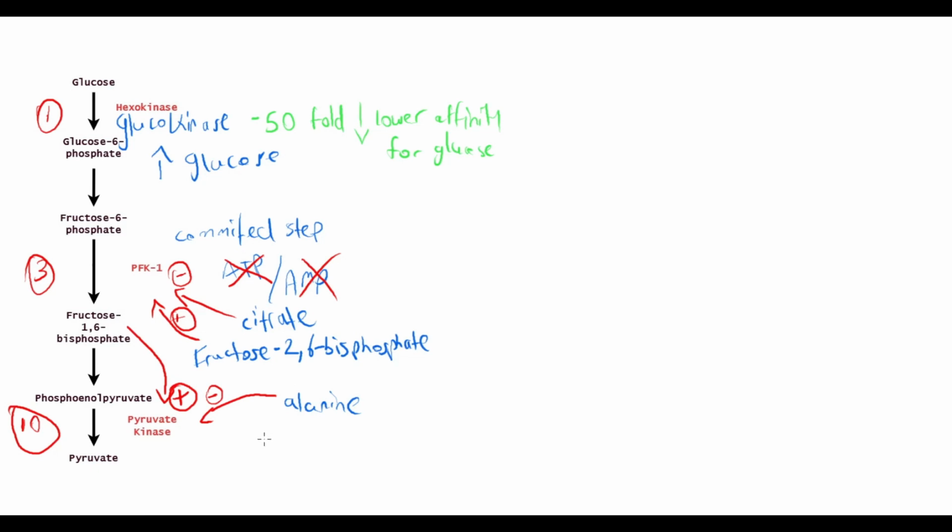Something else that works on pyruvate kinase, and this also happens in the muscle, I did not mention it in the last video. I'm mentioning it now because it happens more in the liver, but you can consider it happening in both the muscle and the liver, and that is phosphorylation of pyruvate kinase. Now, pyruvate kinase is active in its unphosphorylated form. So if we phosphorylate it, we get pyruvate kinase that is phosphorylated.